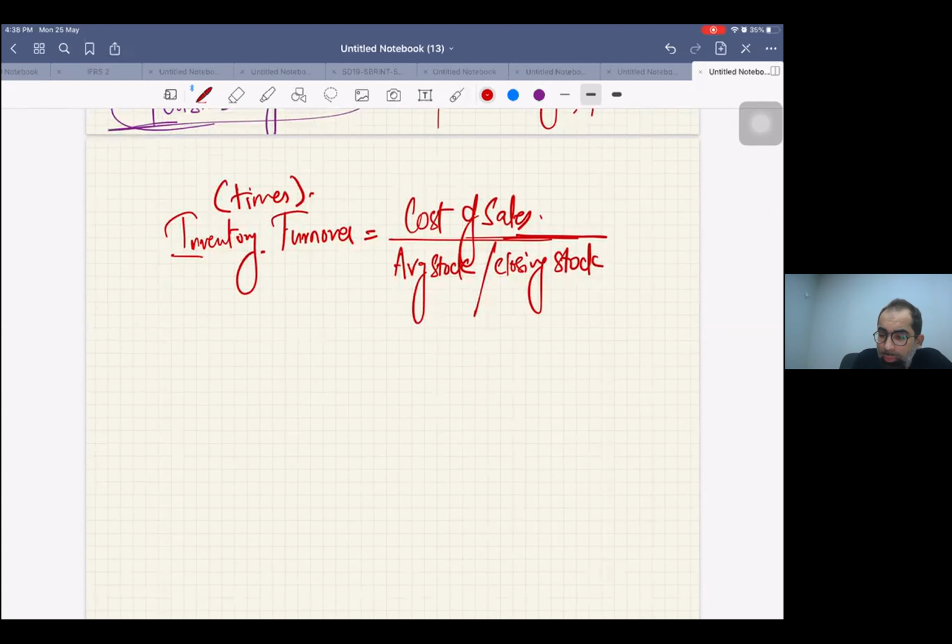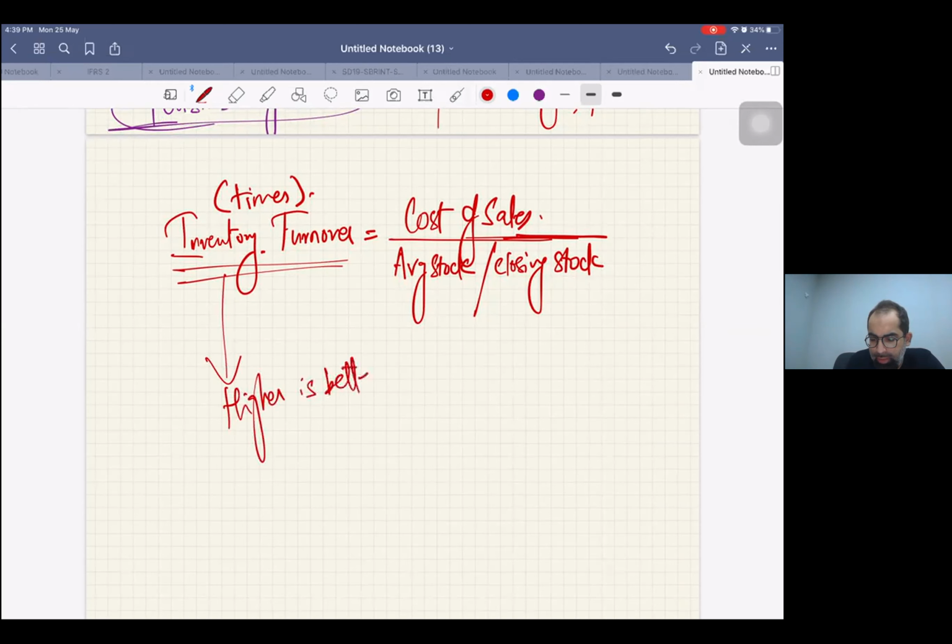So inventory turnover in times. Look at me. Inventory turnover in times means how speedily, how fast you are doing your sales, how fast your stock is going out to customers. If your sale is fast, it's good for you. If your stock is going out speedily, it's very good for you. So for this ratio, higher is better.